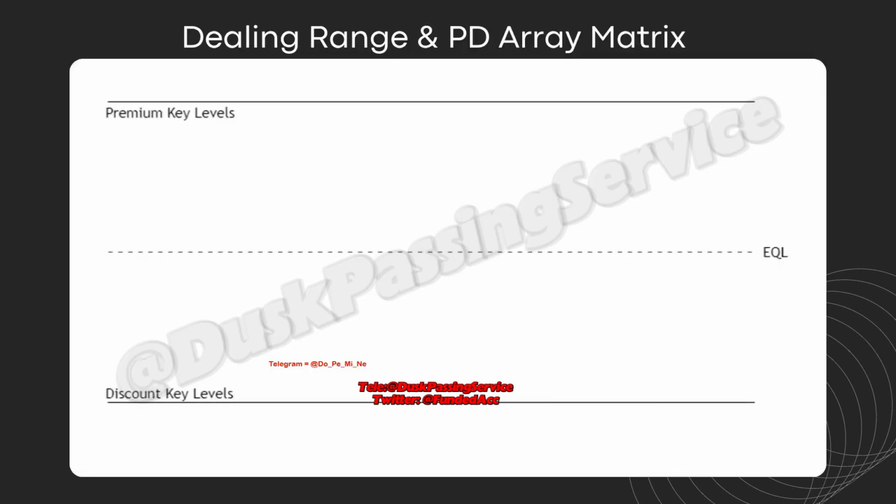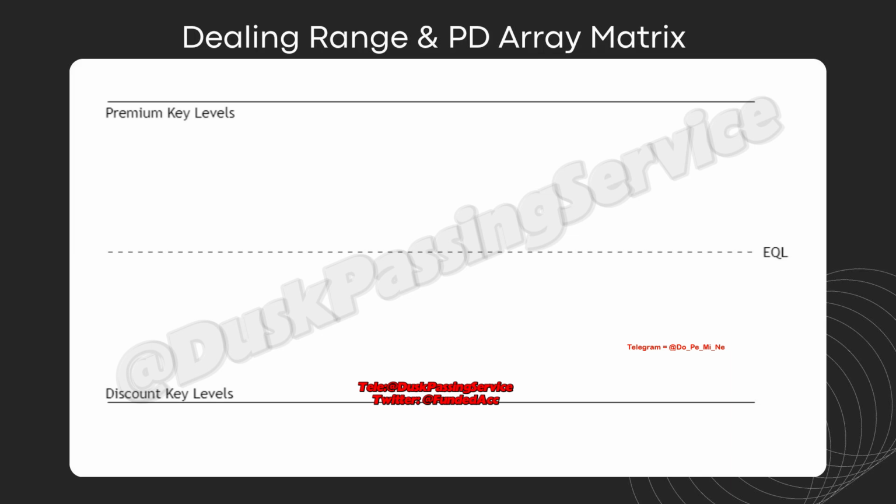Now, here on the screen, you can see this range, right? With this line in the middle. This line right here in the middle represents the equilibrium or the midpoint of this range. And then above this midpoint, we've got the premium region, and the lower half right here is our discount region.